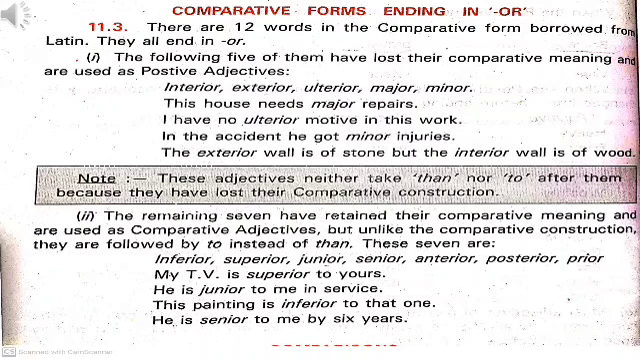And next 7: inferior, superior, junior, senior, anterior, posterior, prior. These words have retained their comparative meaning and these are used as comparative adjectives. But unlike other comparative adjectives, these are not followed by than. These are followed by to. For example, my TV is superior to yours. We cannot say my TV is superior than yours. Remember that these 7 words are followed by to.